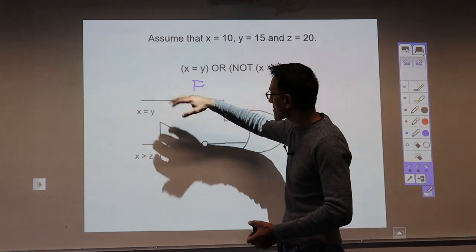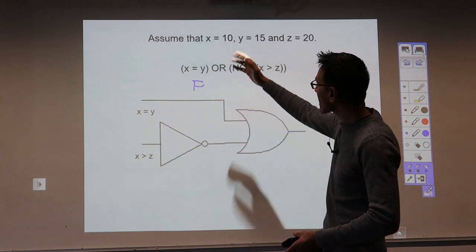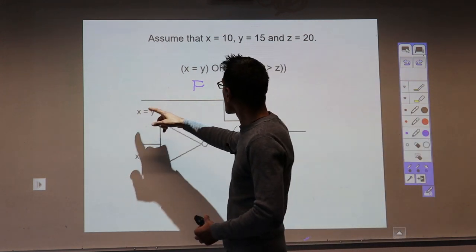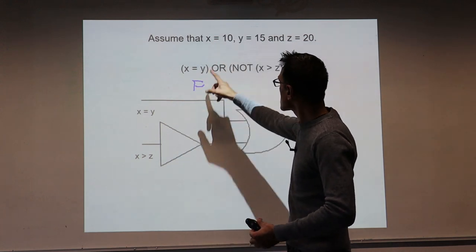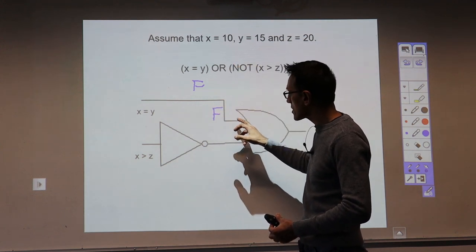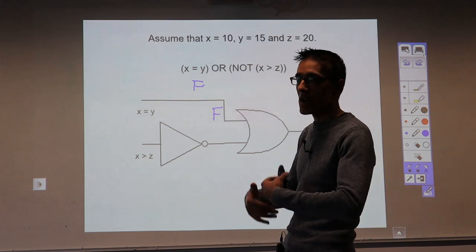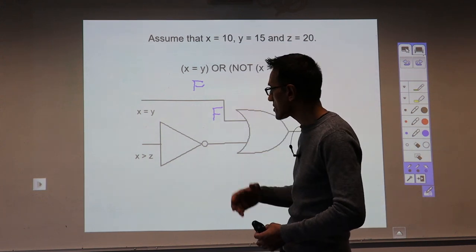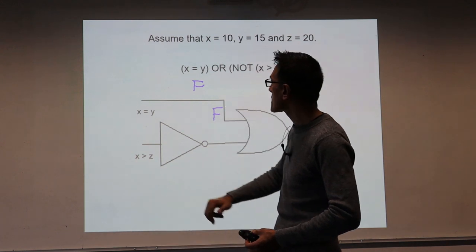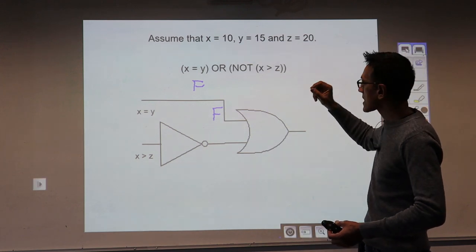Let's see how this evaluates on the circuit. Assume that X equals 10, Y equals 15 and Z equals 20. X equals Y is false, because X does not equal Y, so in other words a zero goes into the OR gate. There's a NOT gate, which is negating, converting ones to zeros and zeros to ones. Let's see what goes into the NOT gate first of all. The expression is X greater than Z. X is 10, Z is 20. So is X greater than Z?